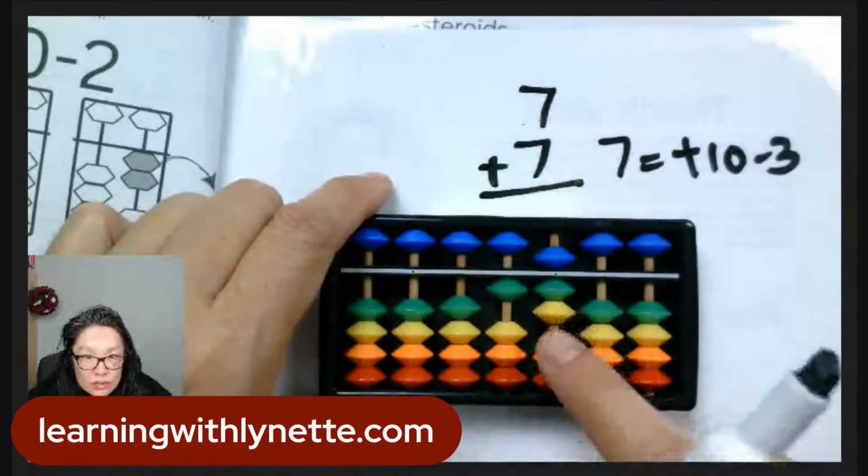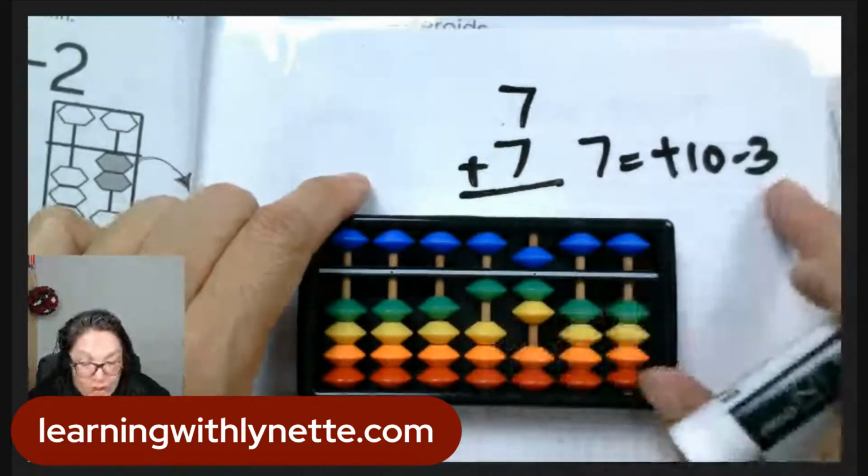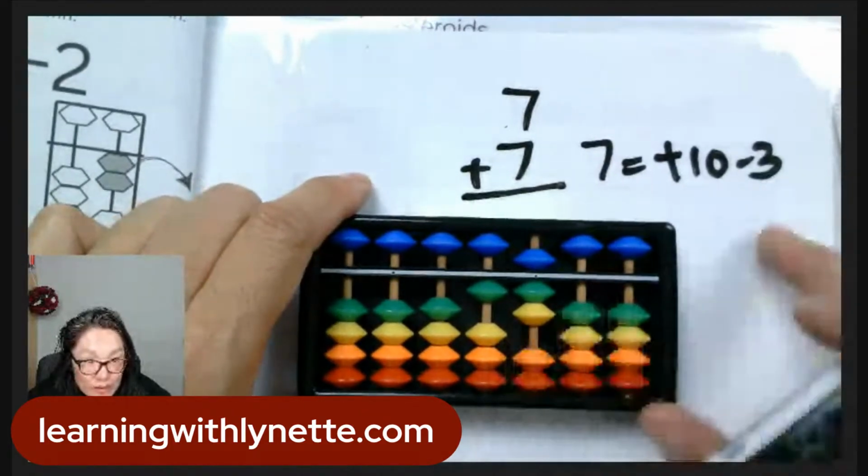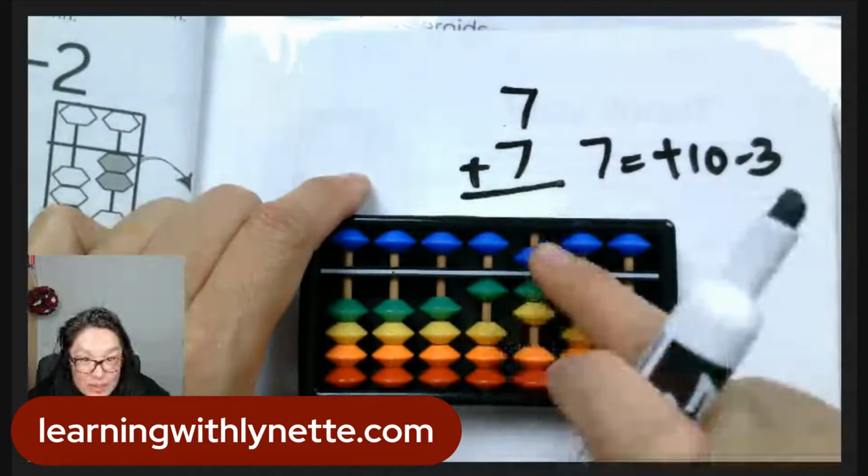Okay, so Tay, I hope you're still here. What we're going to do is we're going to take away the 3. When we take away the 3, what are we going to do? When we take away the 3, there's not enough to take away the 3.